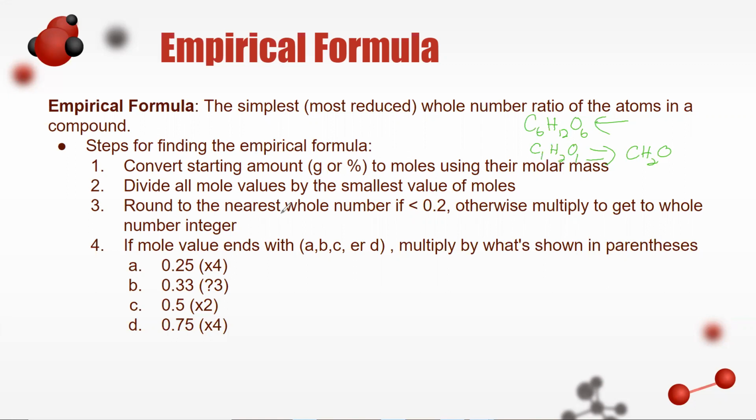You're going to round to the nearest whole number if it is less than 0.2. Otherwise, you're going to multiply to get to a whole number integer. And if you're ending up multiplying, then you're going to use this. So if you end up with a number that's 0.25, you're just going to multiply everything by 4. If you get 0.33, you're going to just multiply by about 3. If you get 0.5, you'll multiply by 2 and 0.75 by 4.